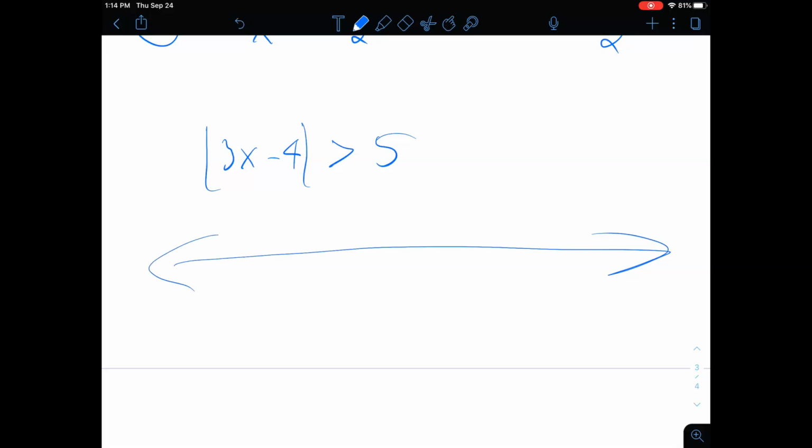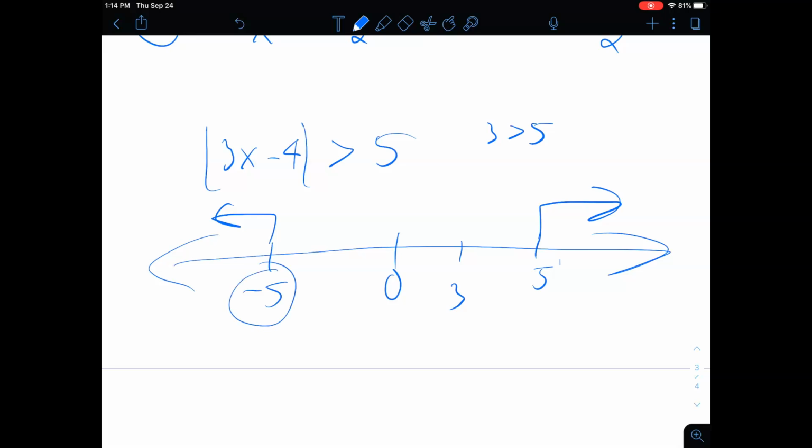If you have an or problem, like the absolute value of 3x minus 4 is greater than 5, the numbers that are going to work have to be at least 5 away from 0, so negative 5 and smaller, or 5 and larger, okay? It's kind of tricky, but that's what it is, because you end up with 3, and 3 is not greater than 5. So we're finding a range of numbers that are going to work, and it's basically going to be bounded by these numbers here, the opposites, 5 and negative 5.